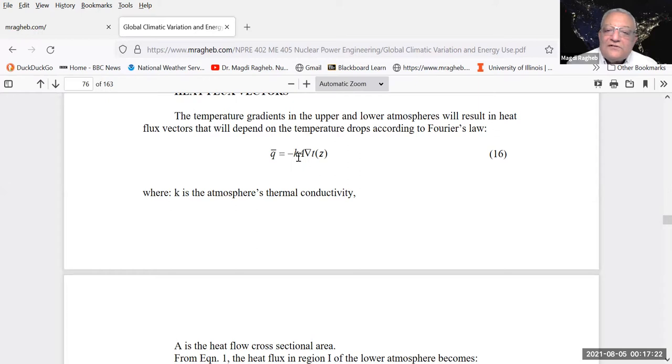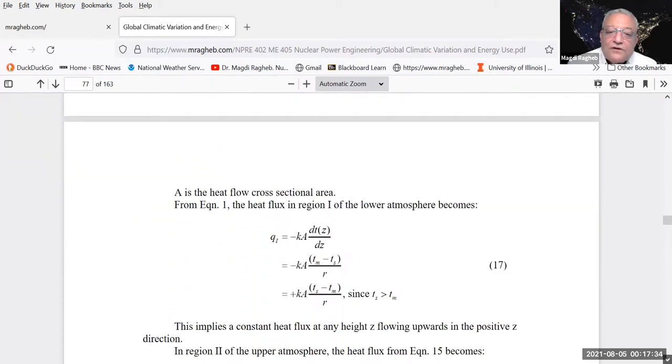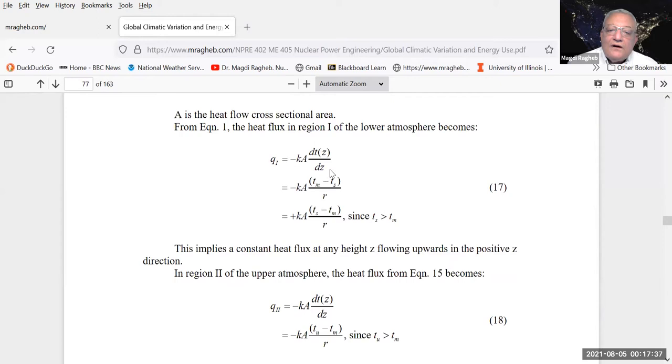So we really don't know what K is, and we don't know exactly what A is. So what we do is parameterize the process. We take values of this heat flux at different heights in the atmosphere. So we can calculate the gradient as dT by dz. This is the heat flux in region 1, and that is the value of it. And we can also calculate the heat flux in region 2. Now, these are two vectors that move in opposite directions.